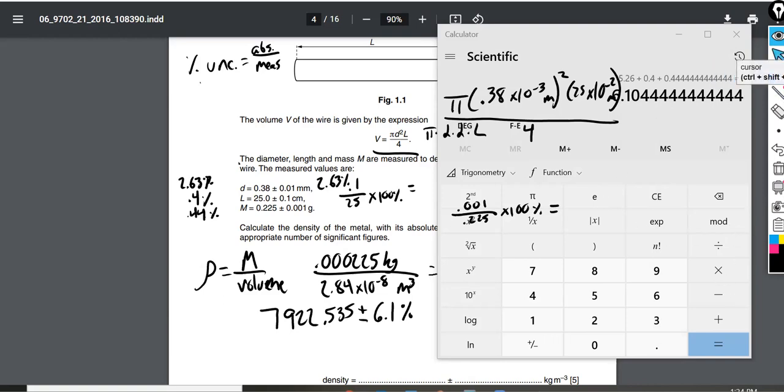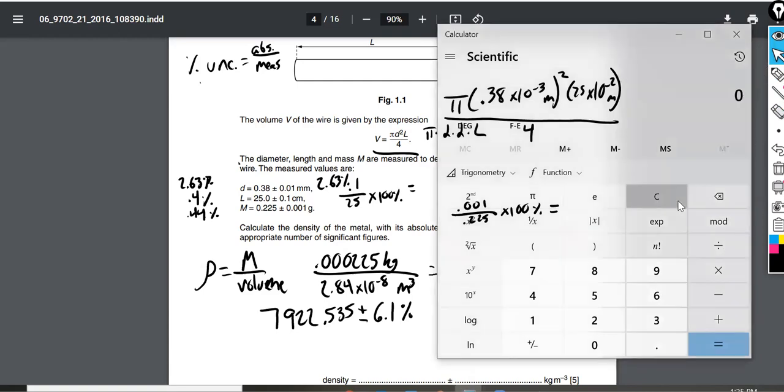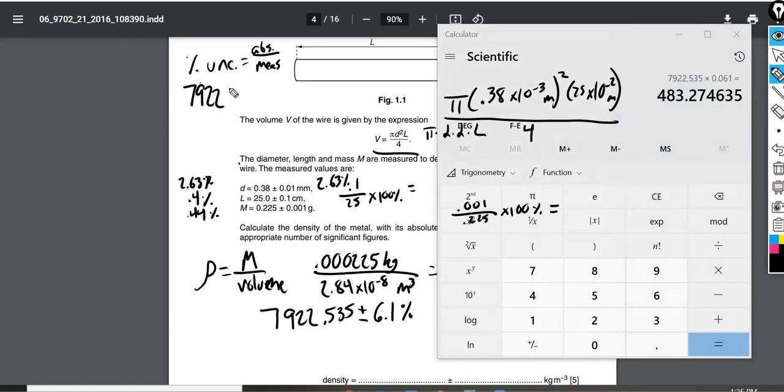All right, so if we make 6.1 a percentage, then it's going to be our 7,922.535, but let's take 6.1% of it. Oh, let's type it in correctly. 7,922.535 times 0.061, right? So we're taking 6.1% of 7,922 to get 483. All right, let me rewrite this up here. 7,922 plus or minus 483.